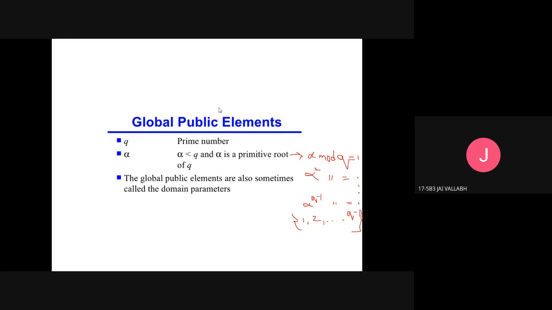Like if we calculate 2 power 1 mod 7, it is 2, and 2 squared mod 7, it is 4, and if we calculate 2 cube, which is 8, mod 7, it is 1. I'll be writing it.